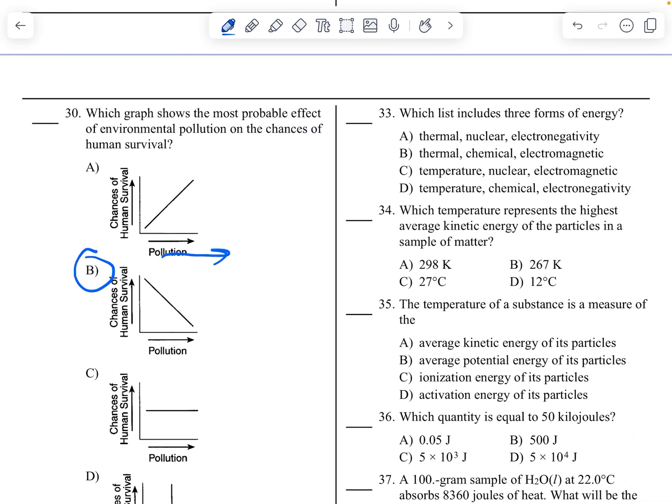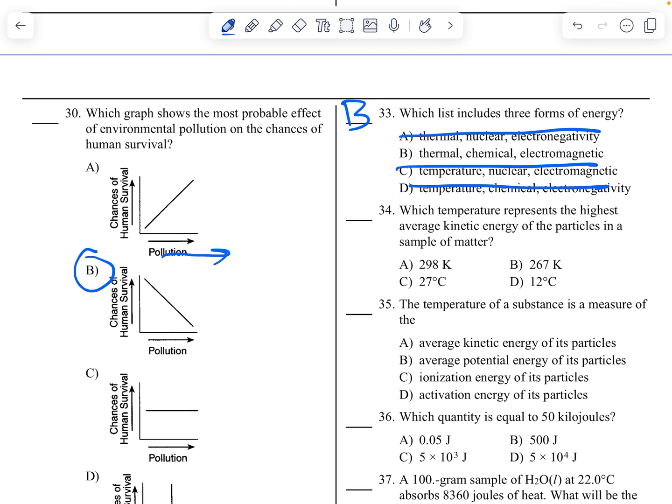33, 3 forms of energy. Electronegativity is not a form of energy. Temperature is not either. That's average kinetic energy, so it would have to be B. That's just definitions. We had those in our notes. Another average kinetic energy question.